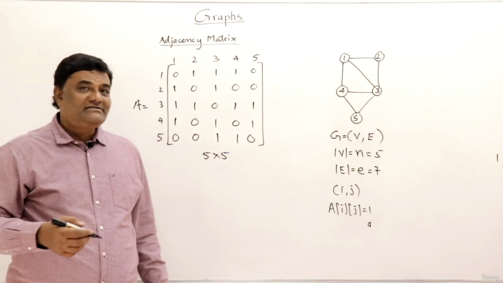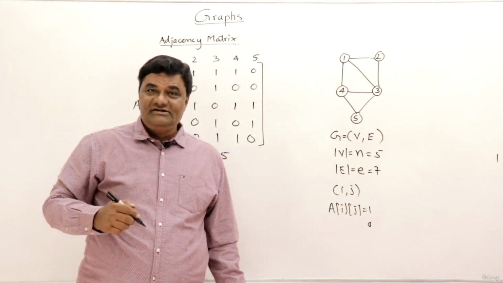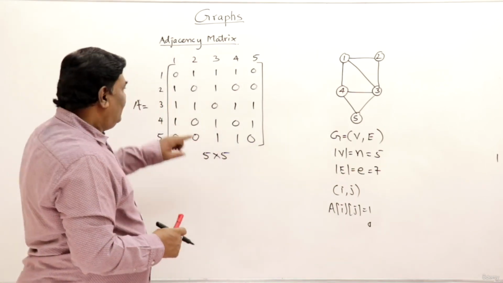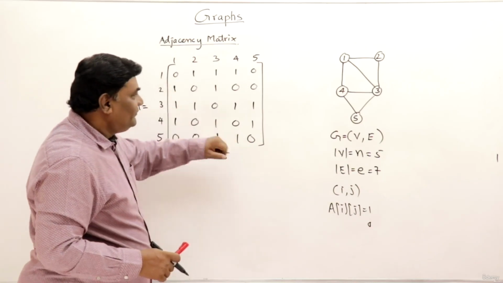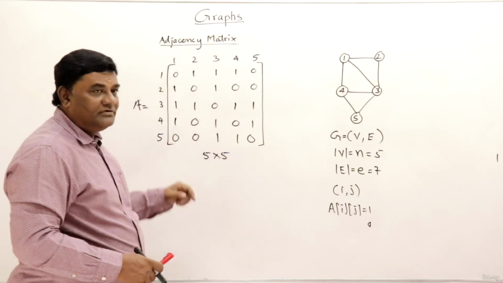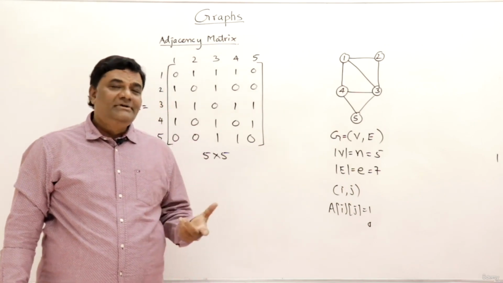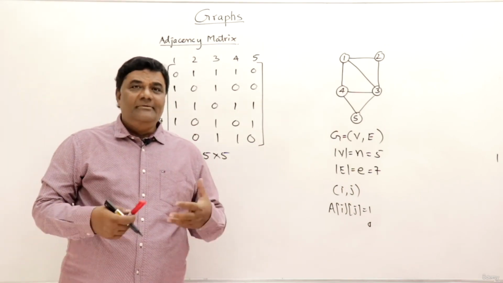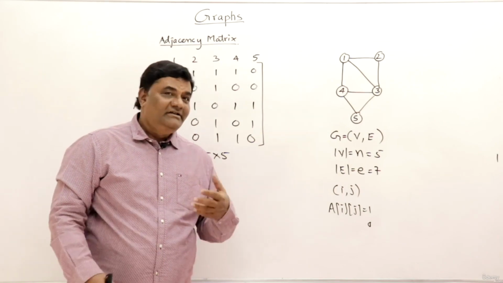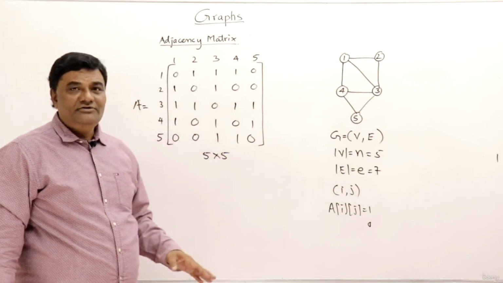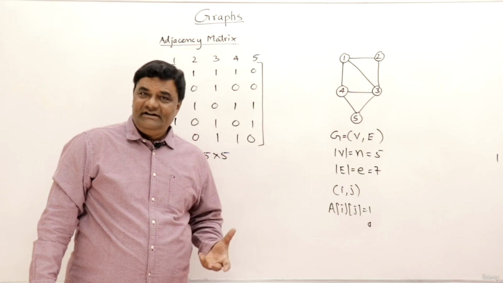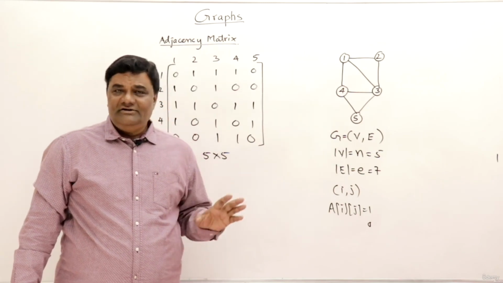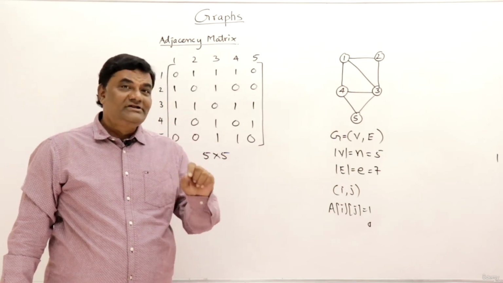You can even mark it as infinity in the absence of an edge. And one more thing, diagonals are representing self loops like 1 to 1, 2 to 2. There are no self loops here. Sometimes we put infinity there for self loops. It depends on your application, depends on your requirement. Either you can put the value as 0 or you can put the value as infinity or any other marker that you want to show absence of an edge.